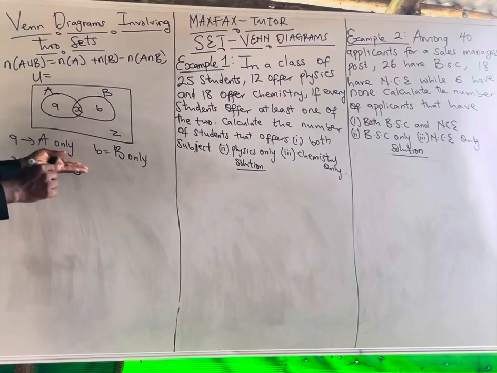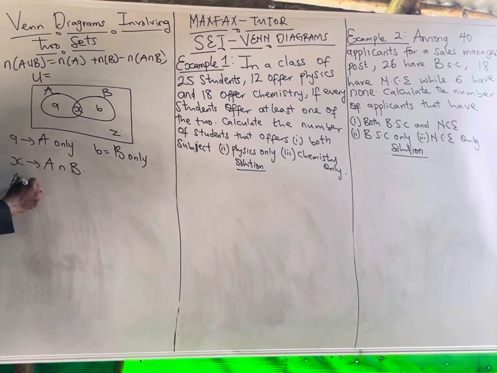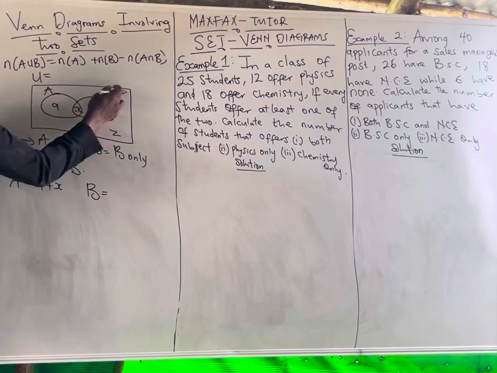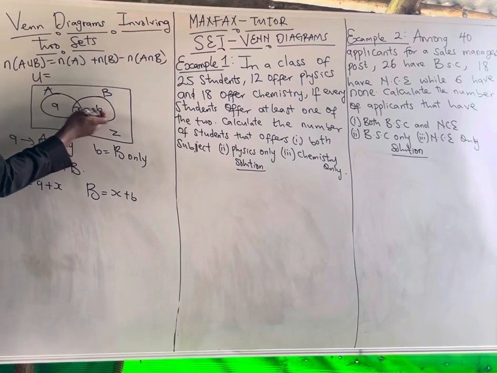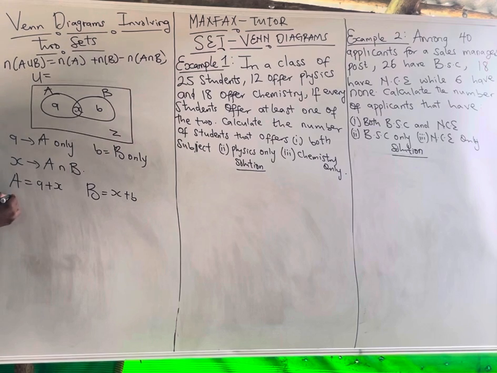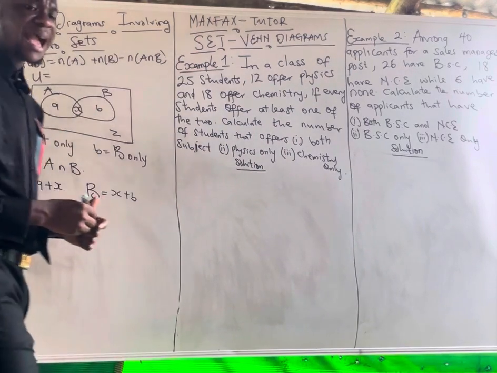Then guys, once you know this, the next thing you have to notice is that the value of this A must equal the addition of this and this: a plus X. This simply means that a plus X must give us A. Also, your B must equal the addition of this and this: X plus b. Then finally, the value of Z simply means none. So Z represents the none.